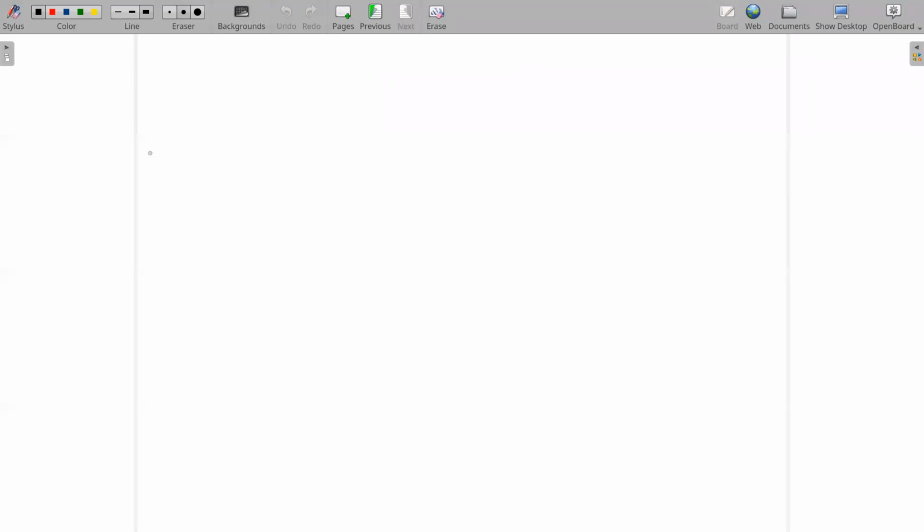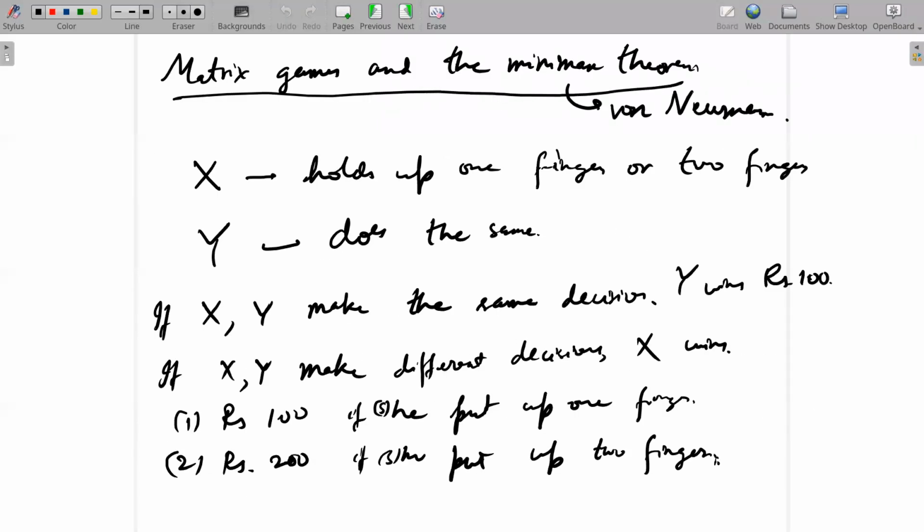Like if it's a static game, X thinks, okay, anyway, if we make the same decision, I'll lose 100 rupees. But if I put up 1 finger and then Y puts up 2 fingers, I win 100. But if I put up 2 fingers and Y puts up 1 finger, then I win 200. So anyway, if I have to make one choice, I should make it 2. So I should put up 2 fingers no matter what, and then I will either win 200 rupees or lose 100. But if I put up 1 finger, I either win 100 or lose 100. So I will lose 100 anyway whenever I lose, but at least I can maximize my profit.